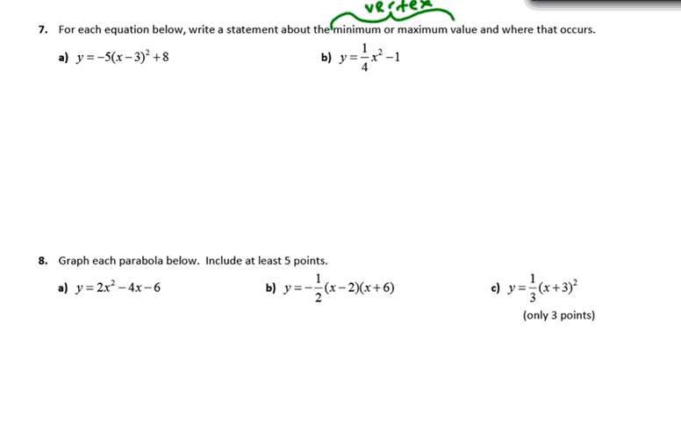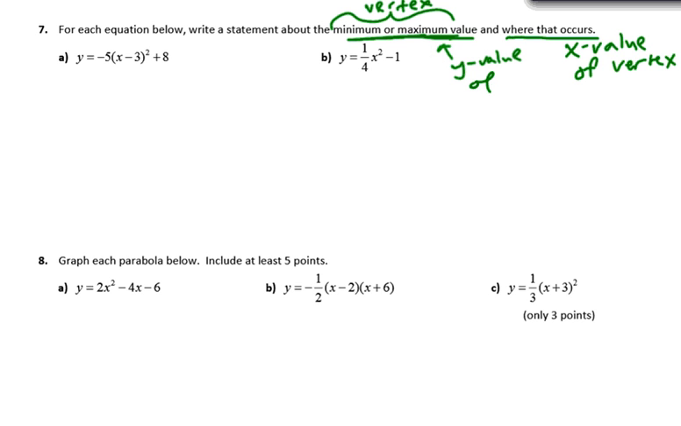So for this one, to find whether it's a minimum or maximum, you want to do that first. And then you can determine whether you have a minimum or maximum in your vertex. And then where that occurs is the x value of the vertex. Where that maximum occurs is the x value, and the actual minimum or maximum value is the y value of the vertex. So really all they're asking here is to find the vertex and just say whether it's a maximum or a minimum.